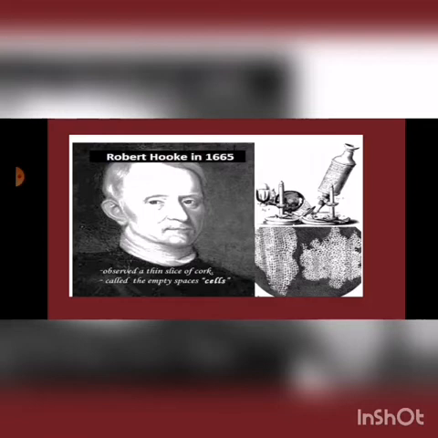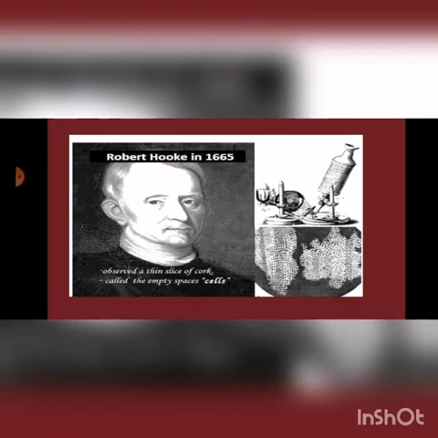A cell comes from the Latin word cella, meaning small rooms. The cell is the basic structural, functional and biological unit of all known living organisms. A cell is the smallest unit of life that can replicate independently, and cells are often called the building blocks of life.